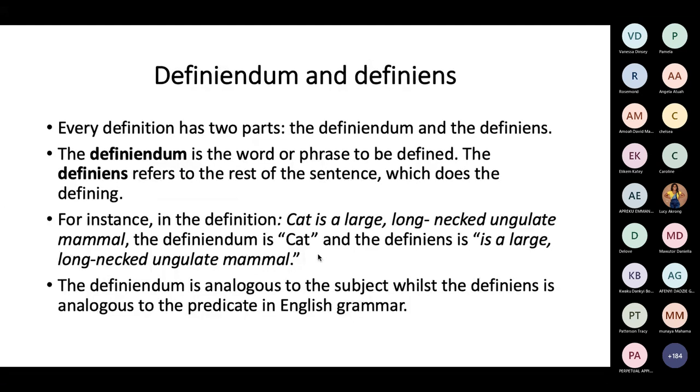Now, the subject in an argument is called the reference class. The predicate is called the attribute class, but that's for an argument. For definitions, you have definiendum and definiens. So in ordinary English grammar, you have subject and predicate. In critical thinking, we have definiendum and definiens for definitions, and reference class and attribute class for subject and predicate in arguments. Today we are discussing definitions, so our focus is on definiendum and definiens. Definiendum is the word to be defined, and a definiens is that part of the sentence that is doing the defining.